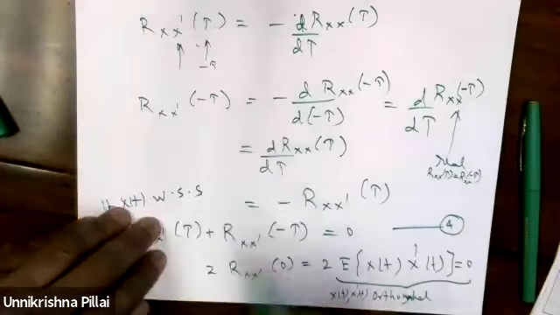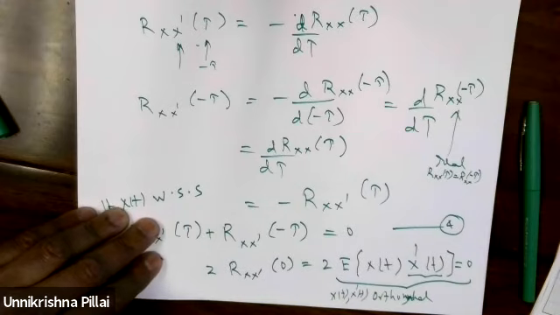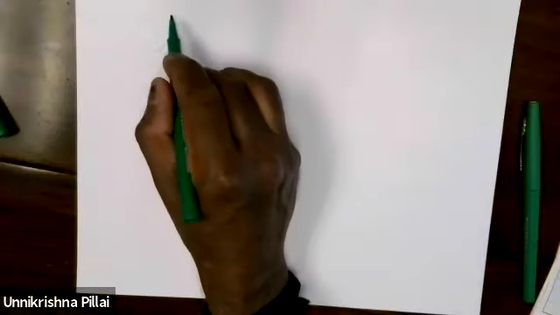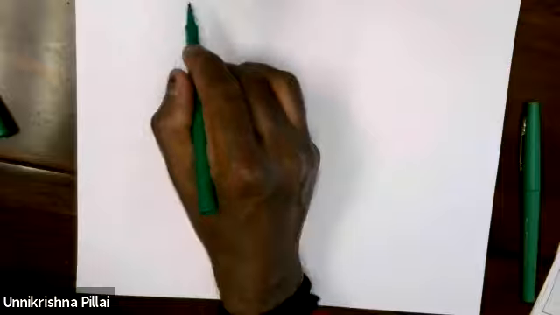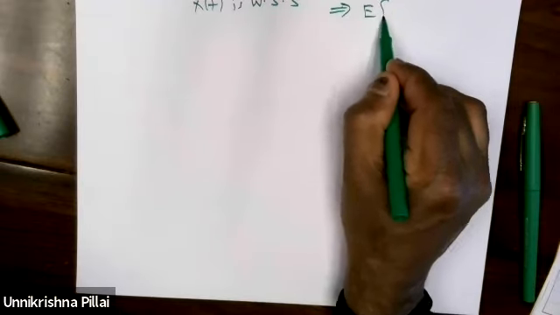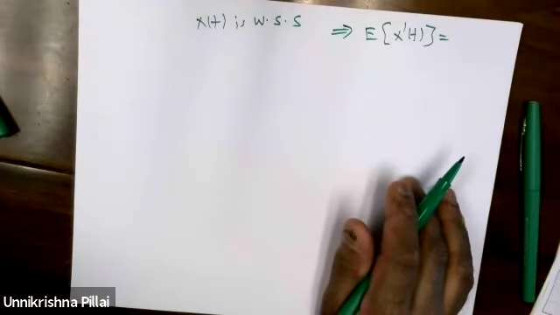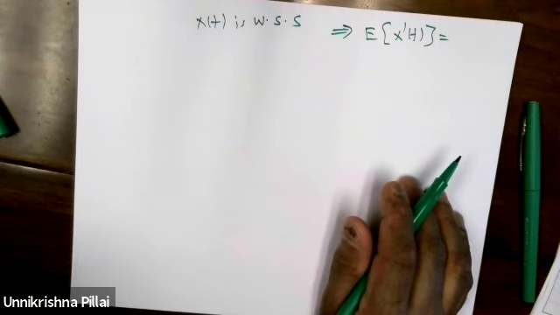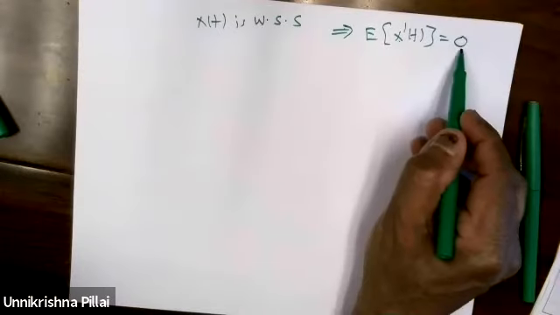But what is the mean? If x of t is wide sense stationary, what is the mean of x prime? I just went through this. What will be the mean of x prime t? Look, x of t is wide sense stationary, so its mean is constant. That means expected value of x prime t will be? Look at your slide sheet 1, first page. Remember, this is just the derivative of the mean of x of t, but x of t has constant mean. So what will be this value? 0, right. So even if this is not a zero mean process, this will be 0.